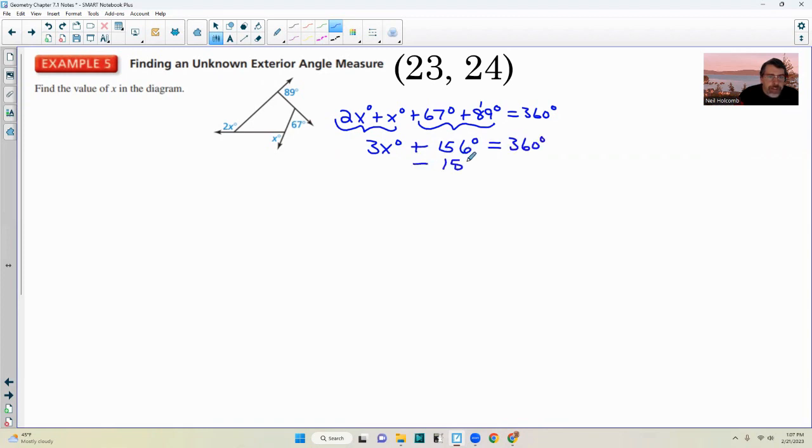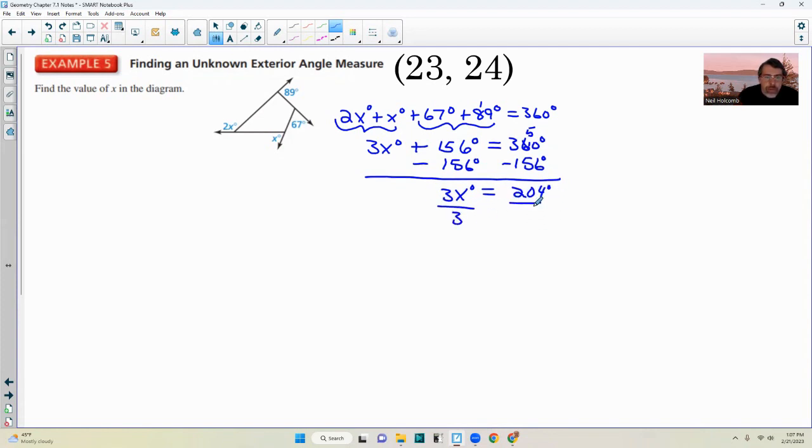Subtract 156 from both sides. Remember, we're trying to solve for x. We're isolating the variable, just like we did a million times in Algebra 1. These cancel. We get 3x degrees equals, I'm going to have to borrow here, 10 minus 6 is 4. 5 minus 5 is 0. 3 minus 1 is 2. So I've got 204 degrees.